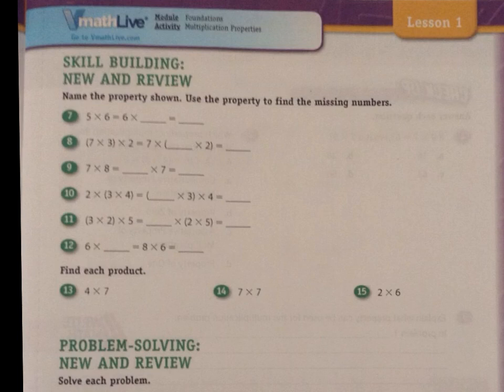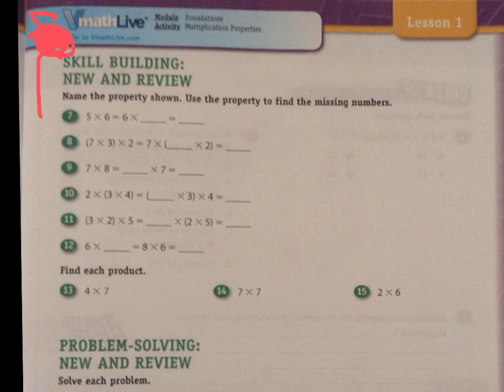Number 7, they want us to name the properties shown and use the property to find the missing numbers. Notice before you get to number 7, there's a Math Live. Anytime you see that symbol, you want to work on that before you do anything else. So if you haven't done it yet, go ahead and go to your VMath Live website, log in, and go to lesson 1 so that you can practice it. Once you're finished, then you can come back and work on your workbook again.